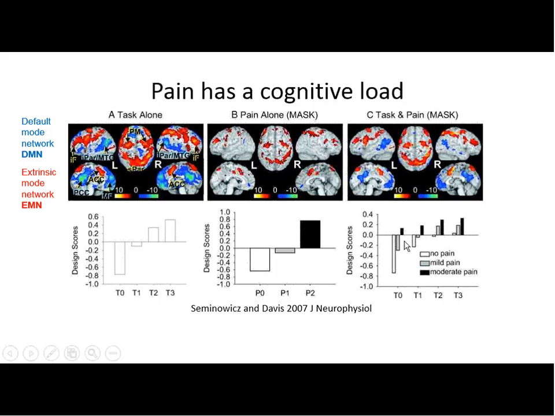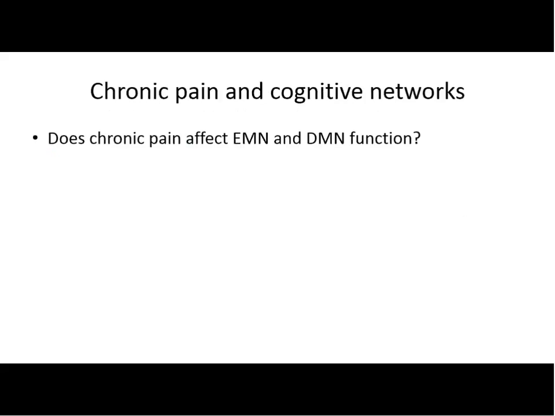And then when we look at everything all together, so now these are, again, the 4 different task difficulty levels, along with experiencing pain, we see an interaction between the two. So the more pain you're in and the more difficult the task you're engaged in, the more activated this extrinsic mode network is, and correspondingly, the more deactivated that default mode network is. So extrinsic mode network and default mode network are considered two of the major cognitive networks, and we're showing that pain can act as an activator of the extrinsic mode network and default mode network.